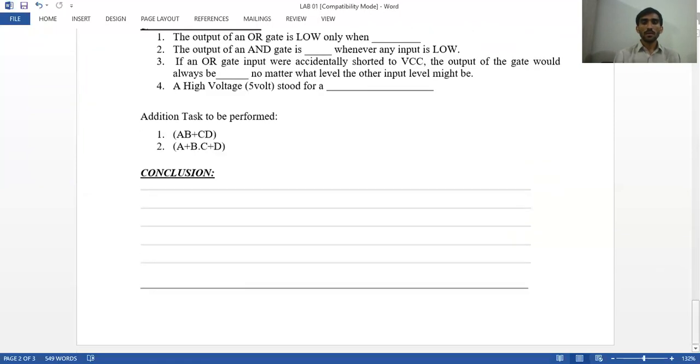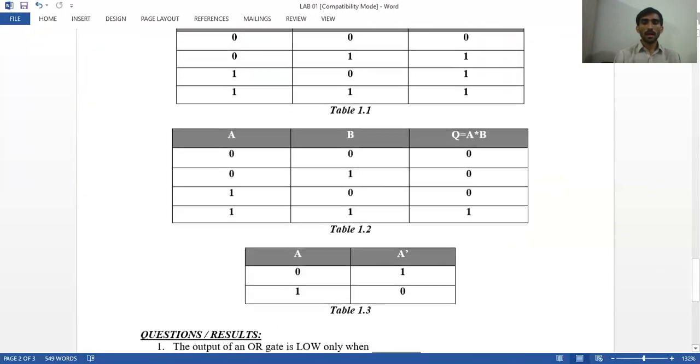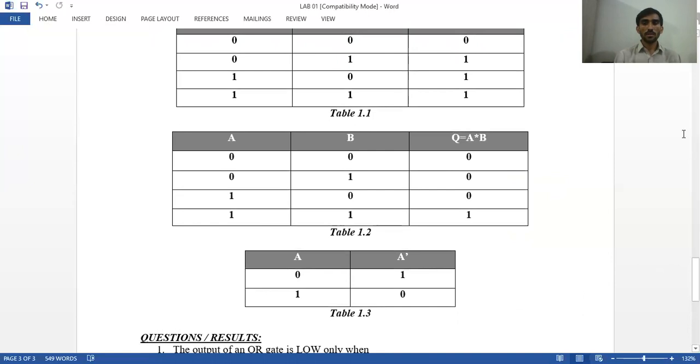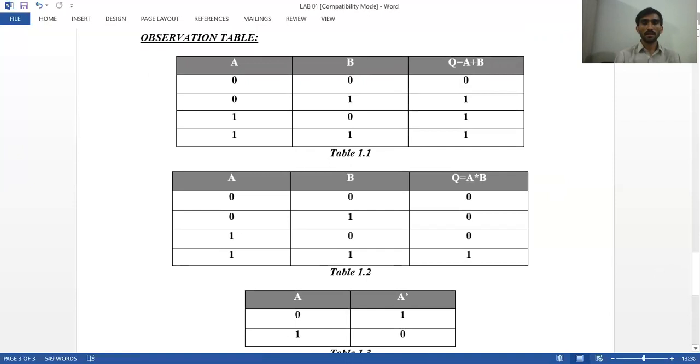Now, the truth table and Boolean expression of NOT, OR, and AND gates. This one is the Boolean expression of the AND gate. This one is the truth table of the AND gate. This one is the Boolean expression of the OR gate. This one is the truth table of the OR gate.